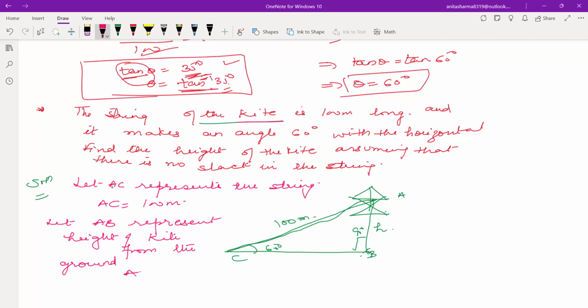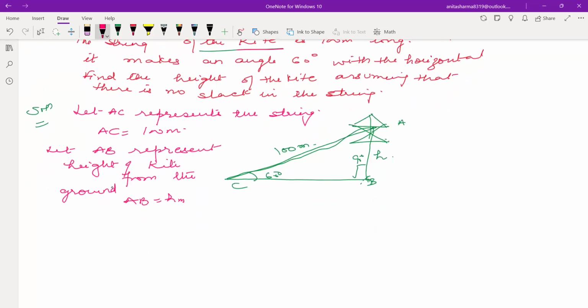And this, suppose, is equal to H meter. Okay, so now you will write in triangle ABC. Children, this is the method: what you have to find, you write in the numerator. So we have to calculate this AB, so you will write AB. Now what is given? AC, so you will write that in the denominator.